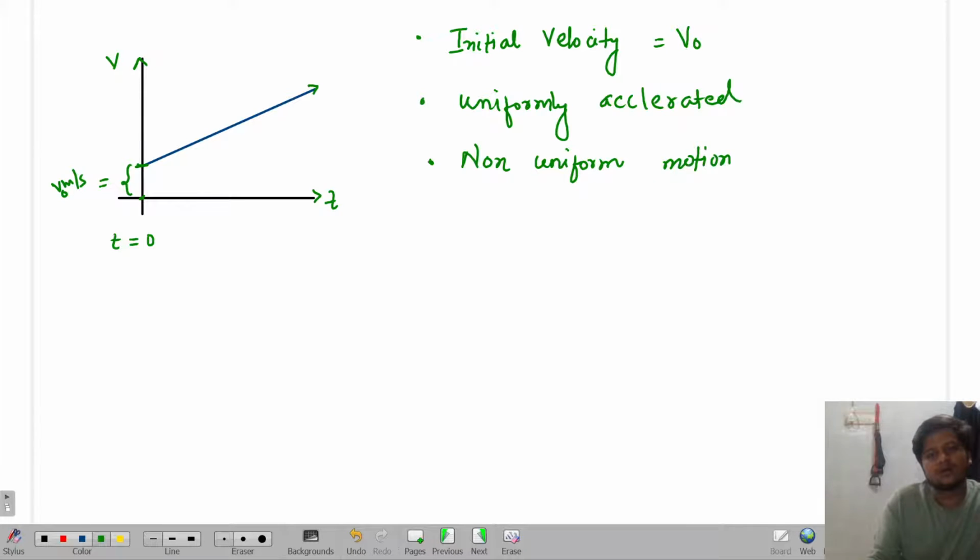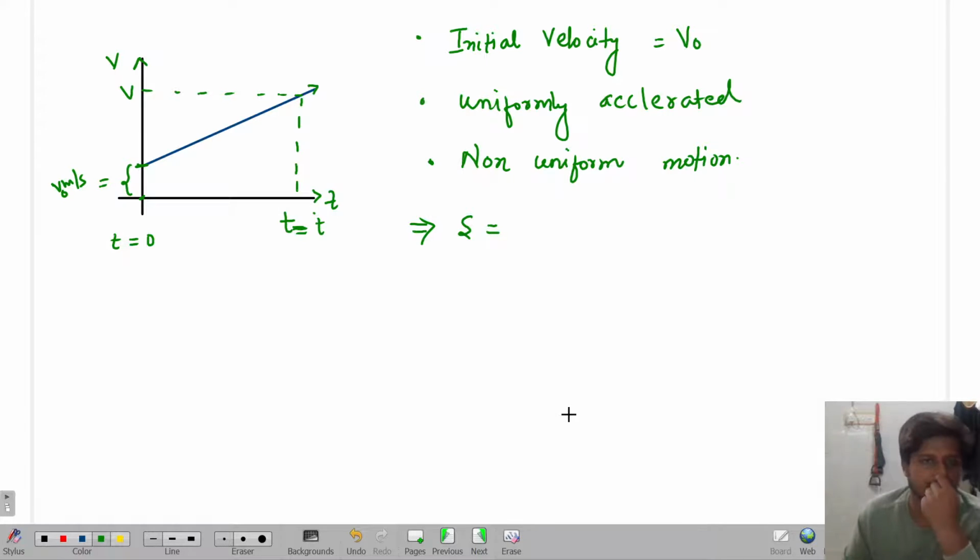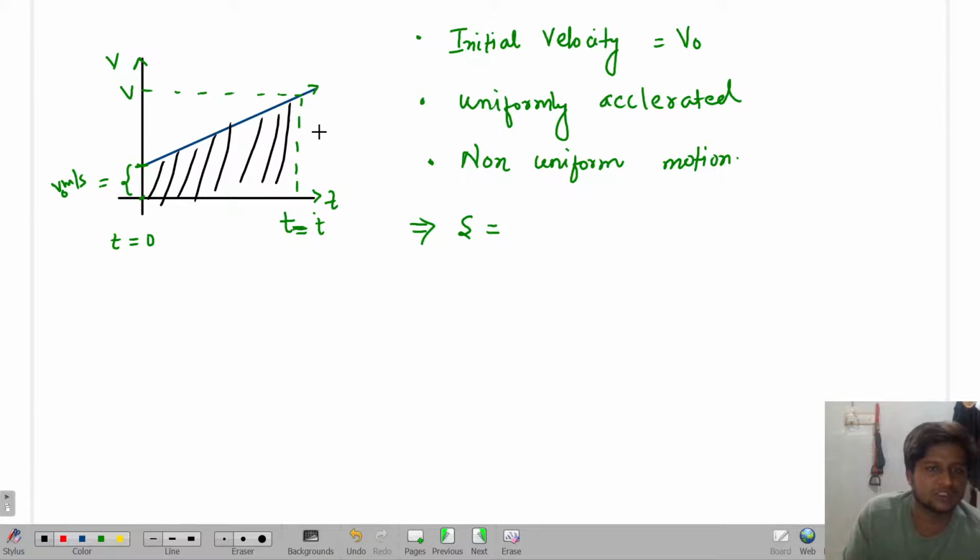Now, if someone asks you, let's suppose this is my time t equal to 0, velocity v naught is there. At t equal to some capital T, you are having some velocity v over here. So can you tell me what is the displacement over here? I know that displacement means area under the graph, correct or not? So this displacement means this area. If someone asks what is the total displacement in a velocity-time graph, just say this is the area and this area is going to give you the displacement.